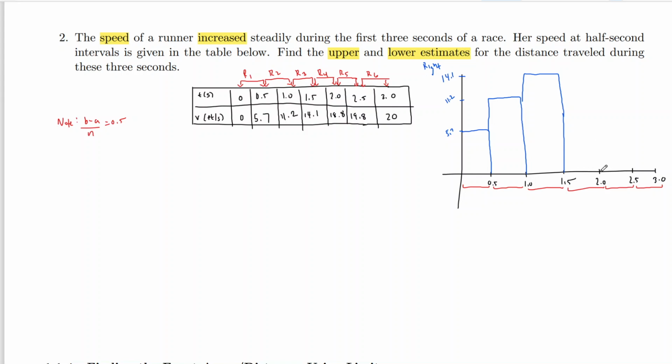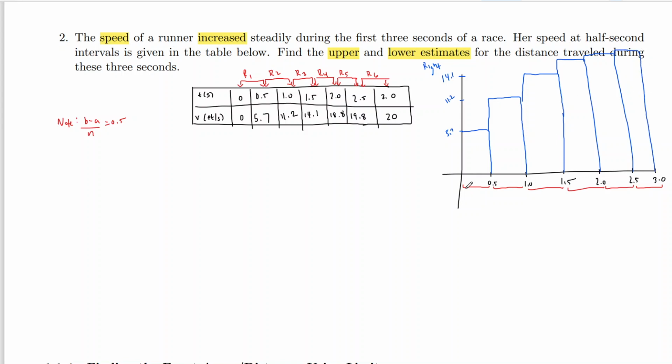So with rectangle 4, we use time equals 2 because that's the right one here, and that's going to be 18.8. So I'm not going to really clearly label it. And then the next one would be 19.8, a little bit higher. And then finally at 3.0, 20.